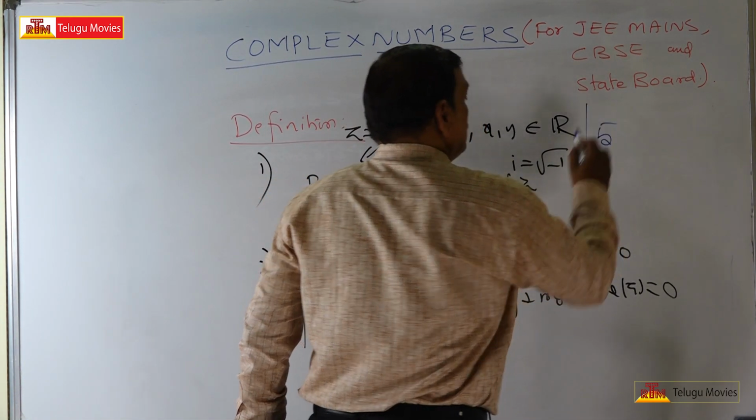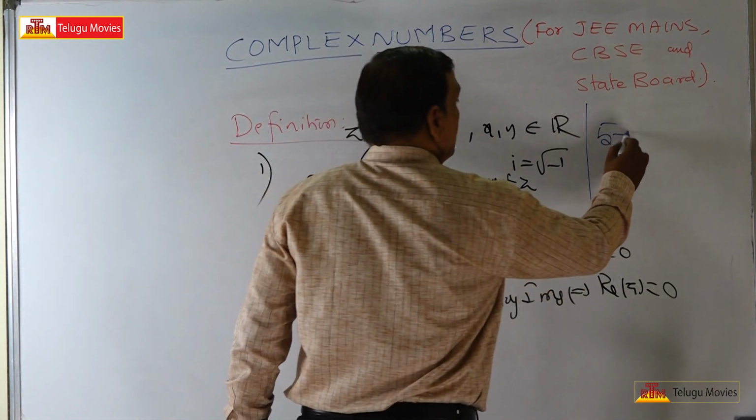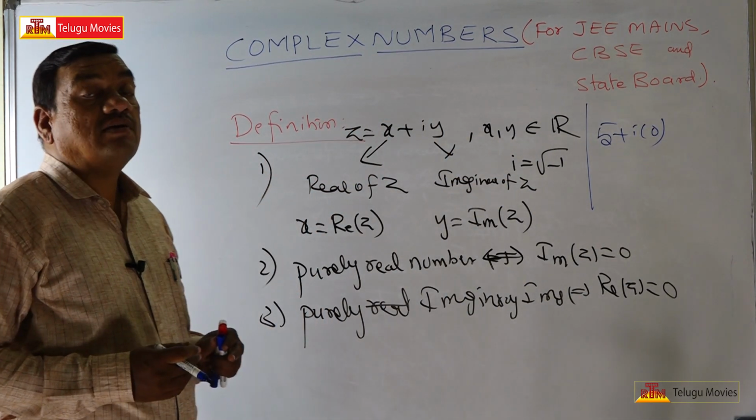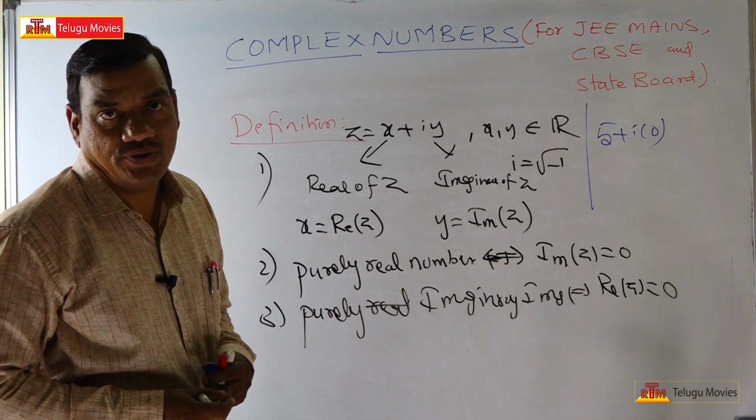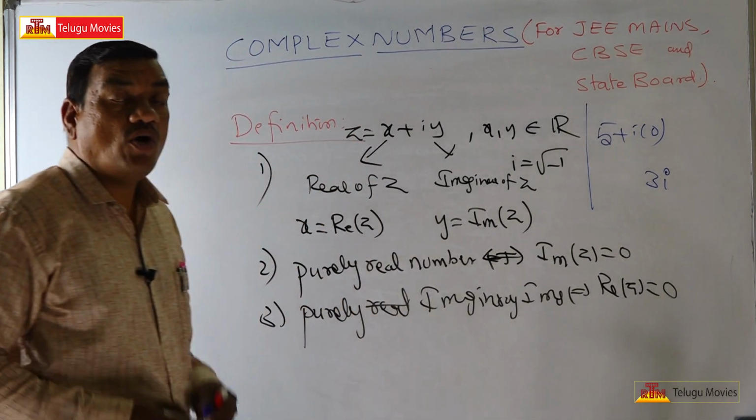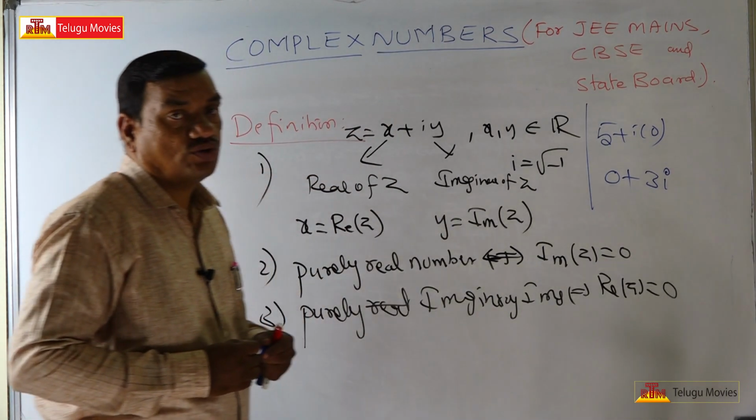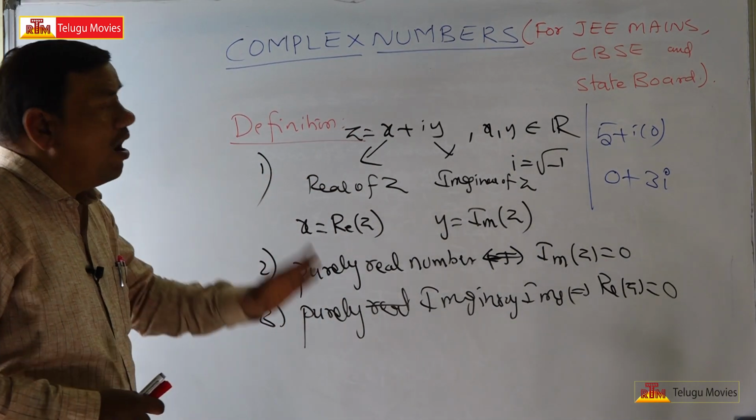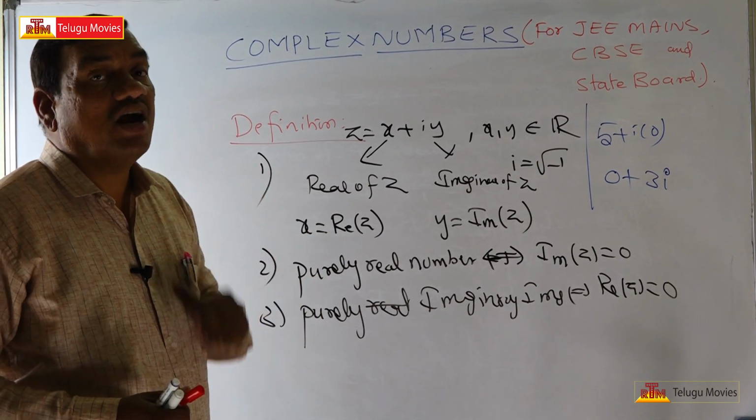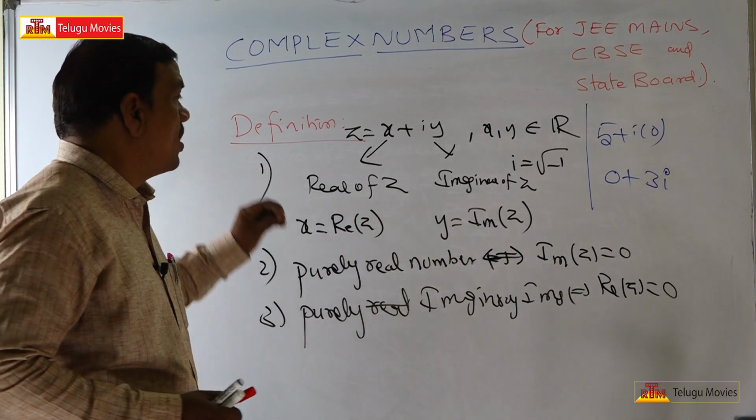From this we can say that 5 is also a complex number. How can you say that? 5 plus i into 0. So 5 is a complex number whose imaginary part is 0. For example, 3i is also a complex number, whose real part is 0. So from this we can say that all real numbers are complex numbers, but all complex numbers need not be real numbers. So let us see some more properties of this definition.